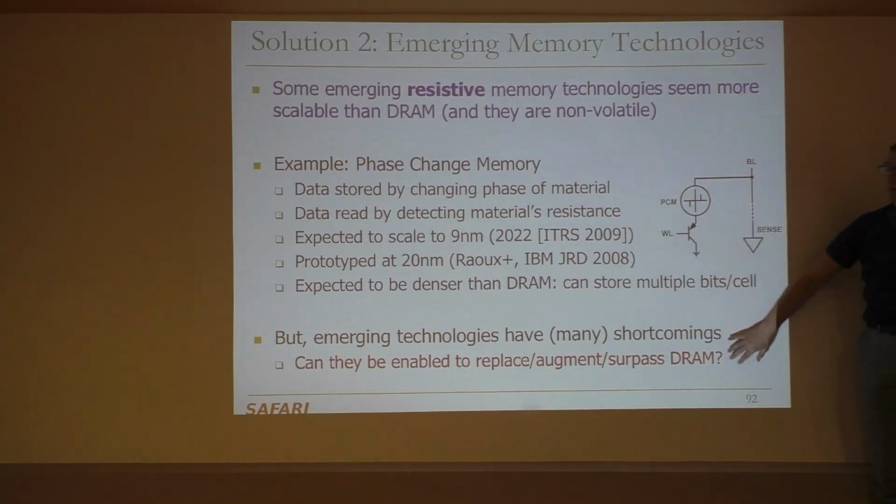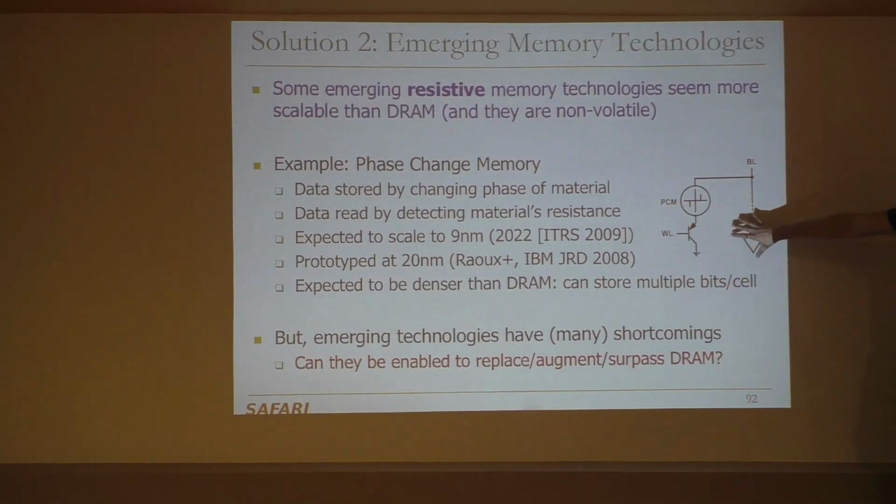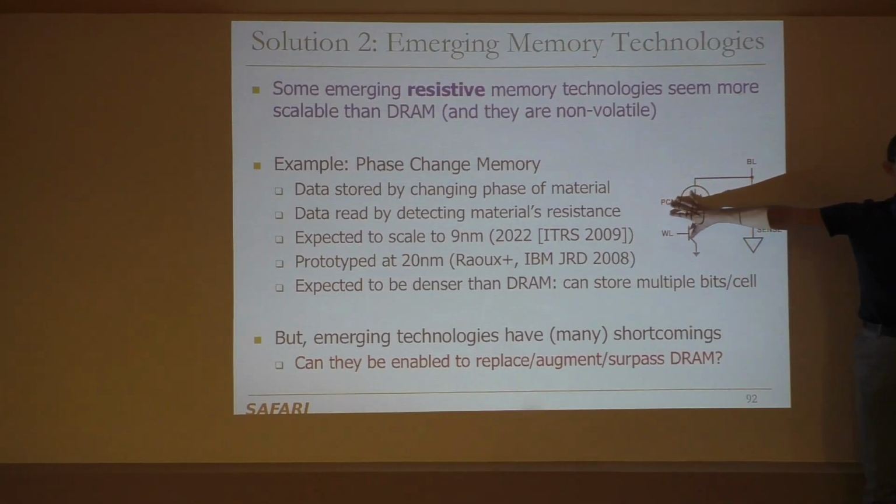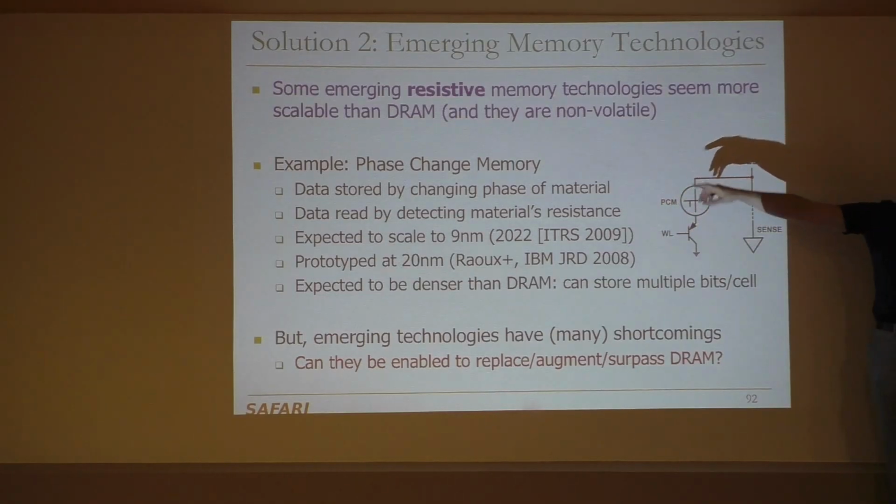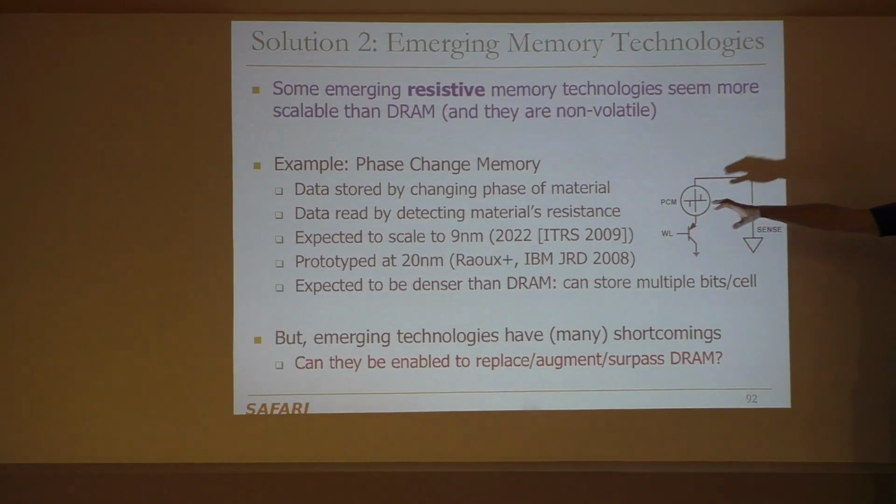So the key question we need to ask is, can we somehow enable these technologies to replace DRAM or augment DRAM or surpass DRAM? We can surpass DRAM also because some characteristics are much better than DRAM. Also these are non-volatile, which means that you can directly access persistent data. Today we go to the persistent storage device to store our data. But if these are very fast, maybe these can be programmed such that we manipulate persistent data using our programming languages, which I'm not going to talk about, but there are papers written on this topic.